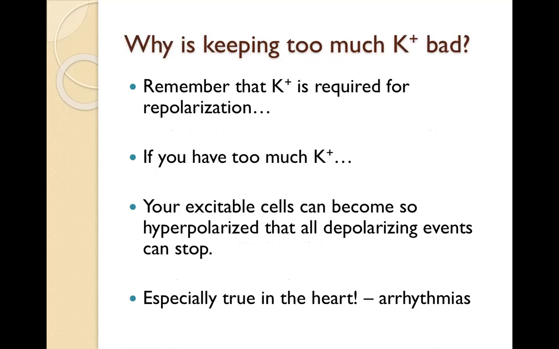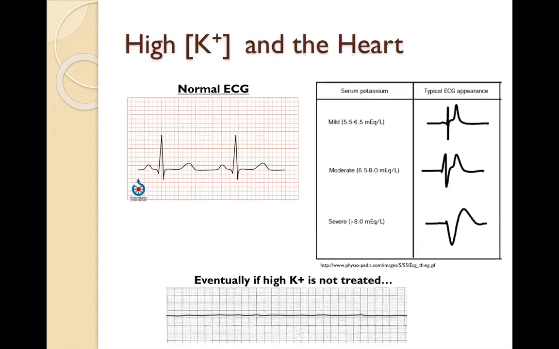Potassium is extremely important for repolarization of neurons and for excitable cells. If you have too much potassium, your excitable cells can become so hyperpolarized that your depolarizing events can stop. And this is extremely true in all excitable cells, but especially in the heart. And you can end up with arrhythmias or even reduced heart electrical function.